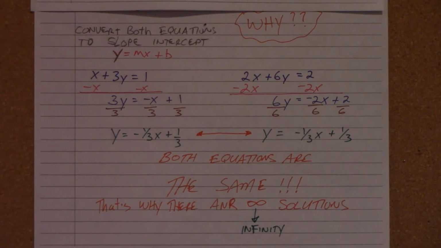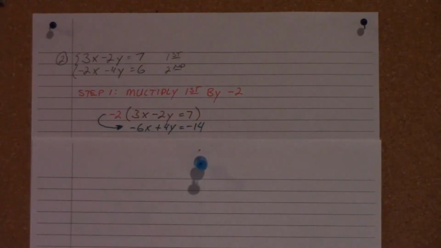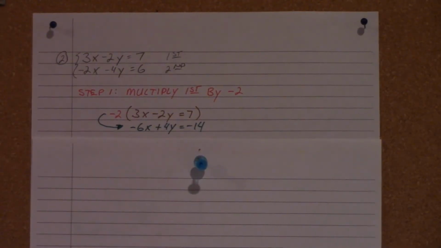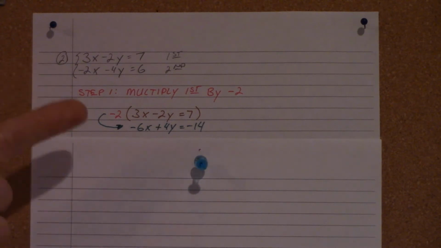How many of you got it right? Okay, number two, 3x minus 2y equals 7 is your first equation. Negative 2x minus 4y equals 6. That's your second equation. Are there common multiples? Can we find a common ground between these two? Sure you can. If we multiply the first equation by negative 2, we'll end up with something that we can eliminate. So let's check it out.